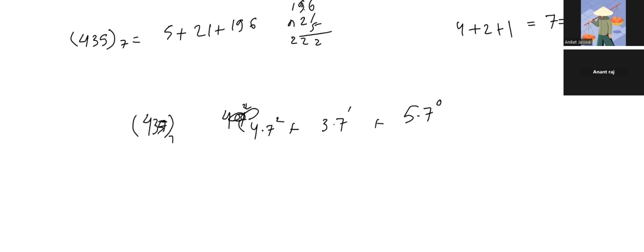Which is 5 plus 7 times 3, which is 21, plus 49 into 4, which is 196. So 5 plus 21 is 26, plus 196, which is 222. Right?